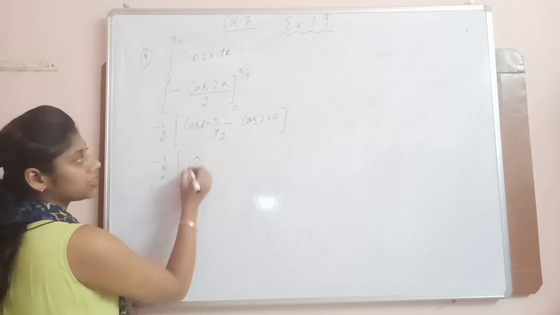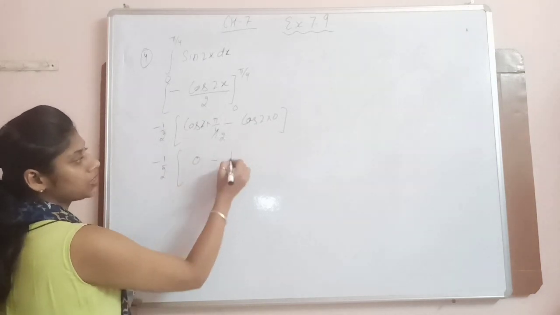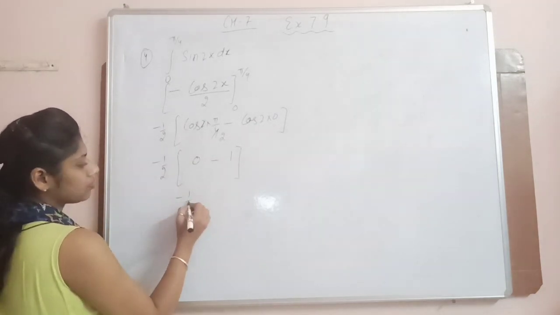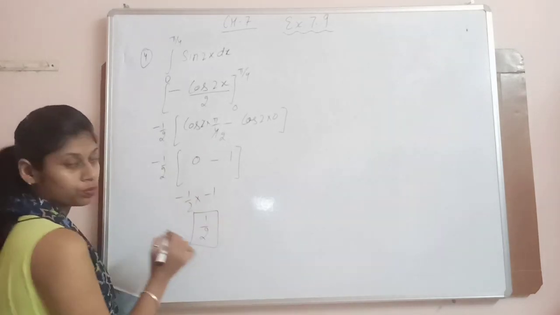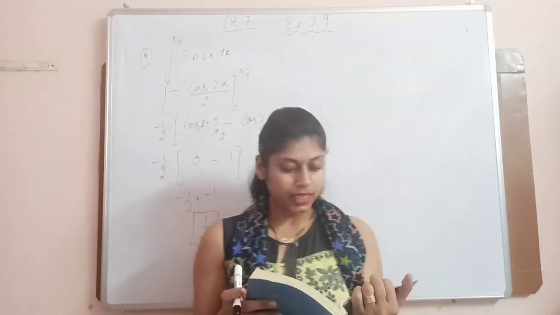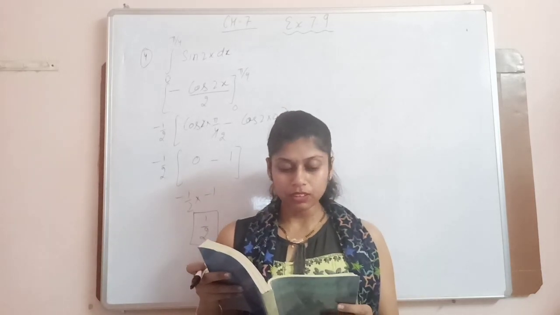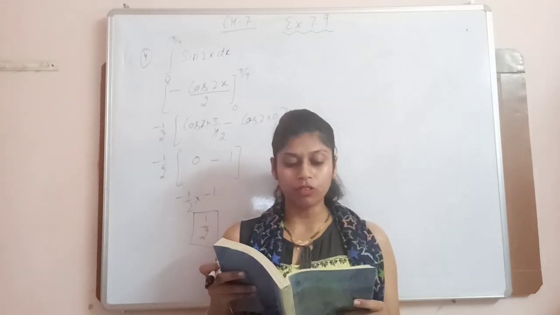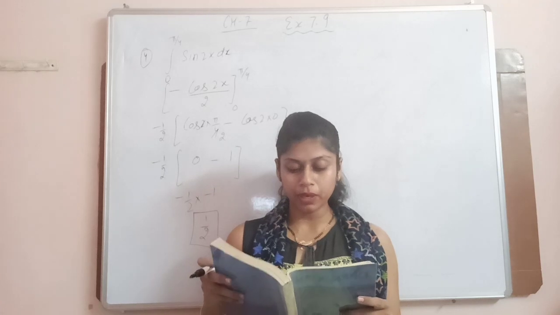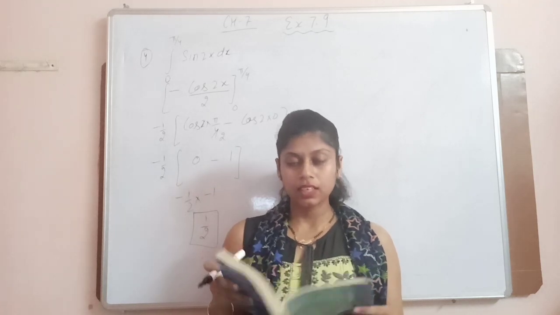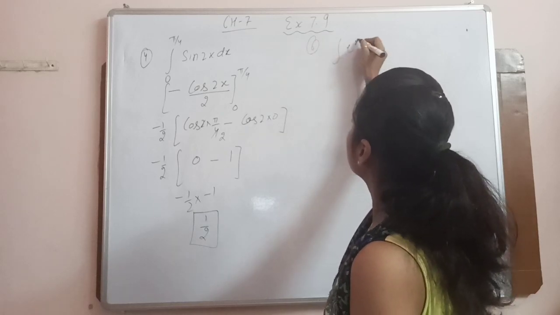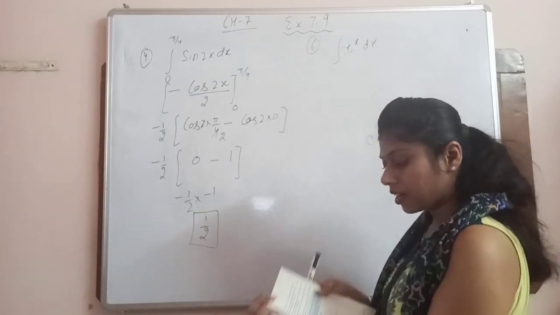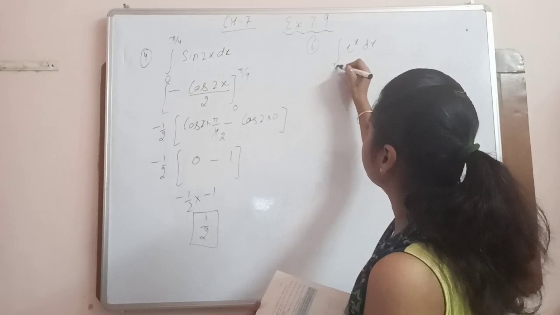Cos 90 is 0 and cos 0 is 1. So minus 1 by 2 into minus 1. We get 1 by 2. Clear? Next, question number 5 is the same: integration of cos 2x. Solve it by yourself. Next, integration of e to the x, and the limits are from 4 to 5.